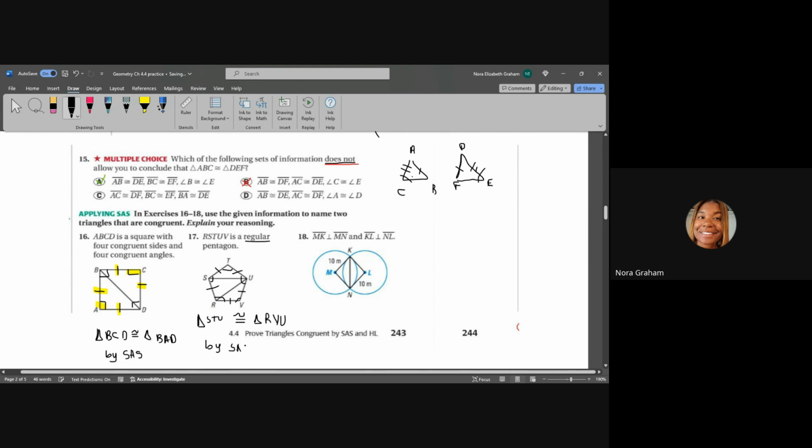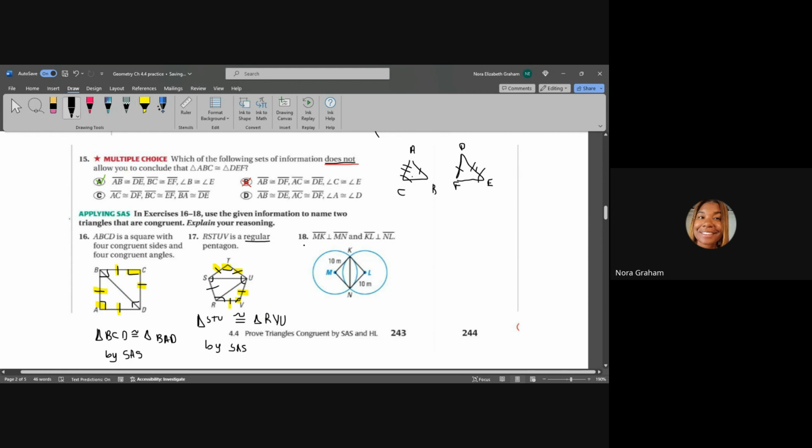All right. So I see my corresponding sides. Okay. My corresponding sides, yes. And then I have my included angle, and these are congruent because we said it's a regular polygon. So we know all our sides and all our angles are congruent, so we're good by saying that triangle STU is congruent to triangle RVU. Okay. Let's do the last one.